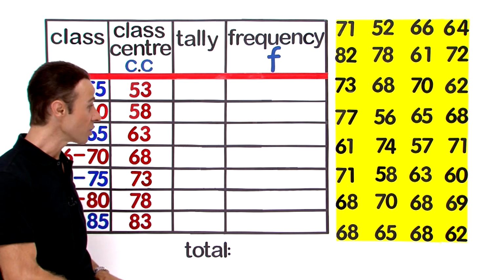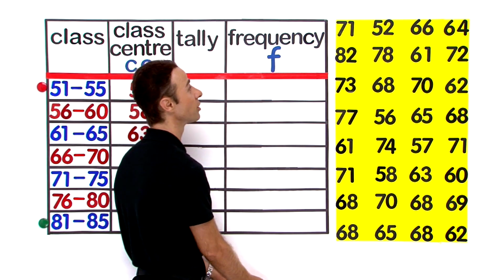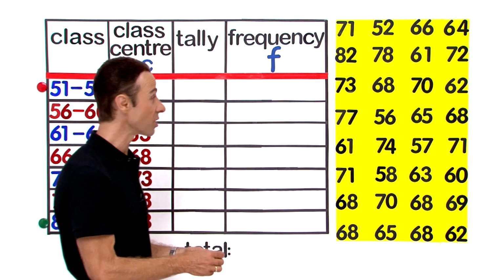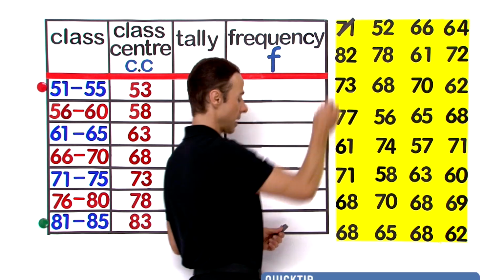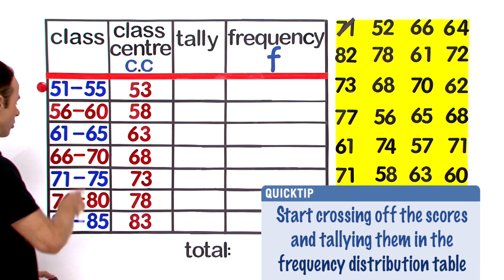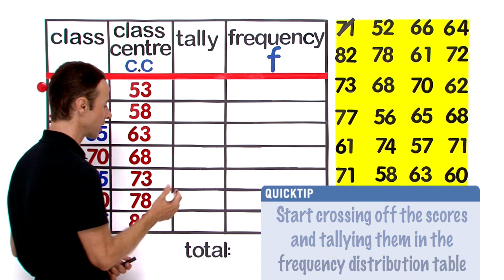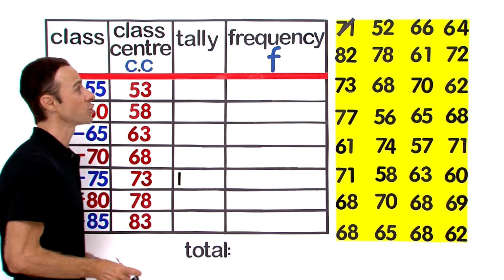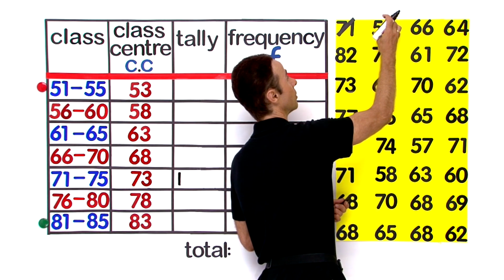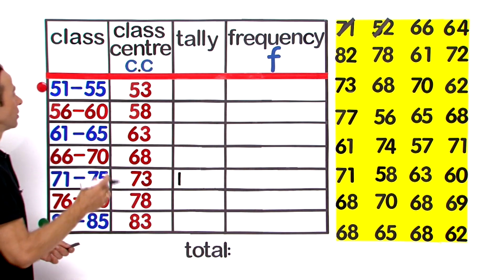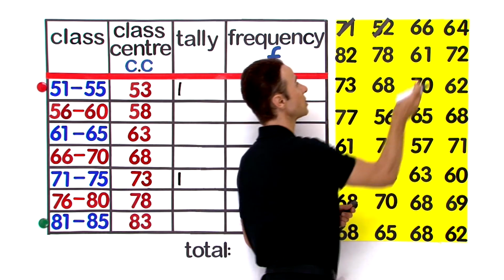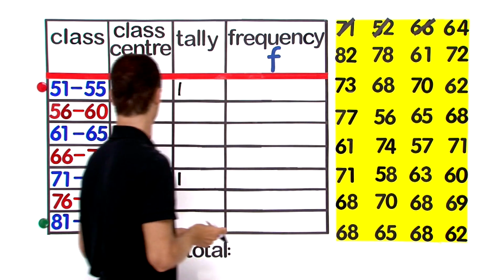So the first place to begin is the first one right at the top, which happens to be 71. So let's mark that off and start putting the strokes in. So there's our 71. And where does that 71 go? Well, the 71 goes into the group right over here. Let's put a tally mark. There's our first stroke. The next one is 52. Let's mark that off right there. Which class is 52? 52 is right in here. You guys know how to do these. And we have 66 is the next one. Which class is that?